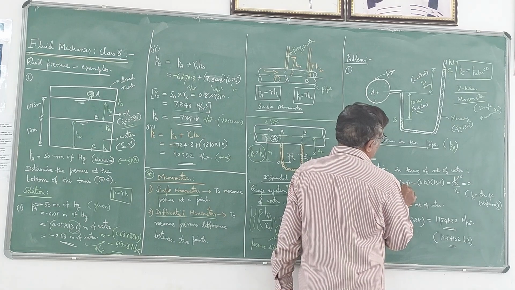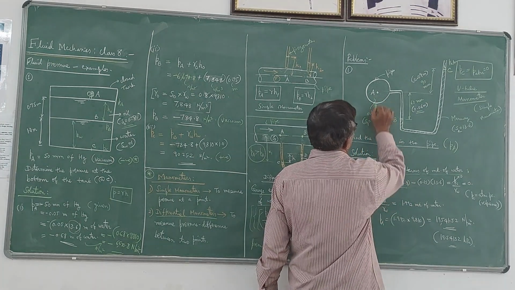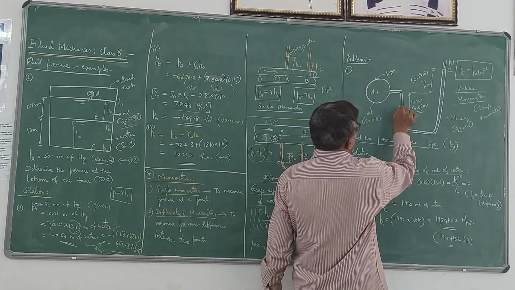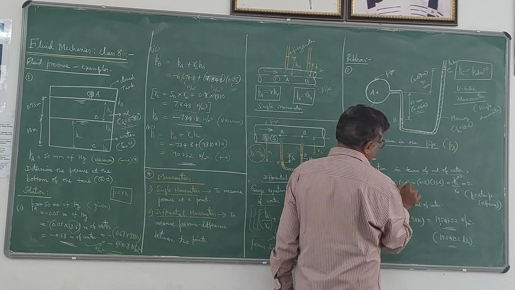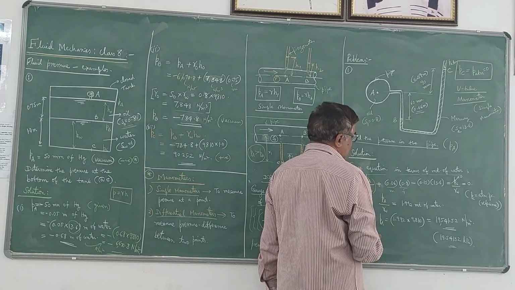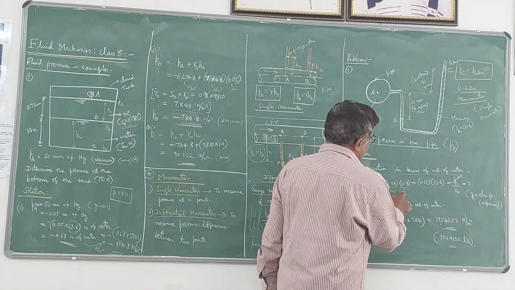Then you have to take the specific gravity multiplied by the specific gravity of the liquid which is contained between A and B, that is oil, that is 0.8. So this is your S1 value. Okay. So this is in meters. This is S1 value.